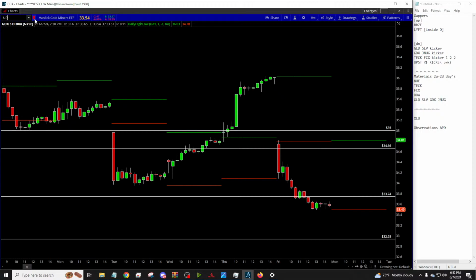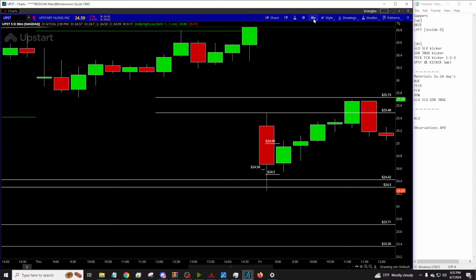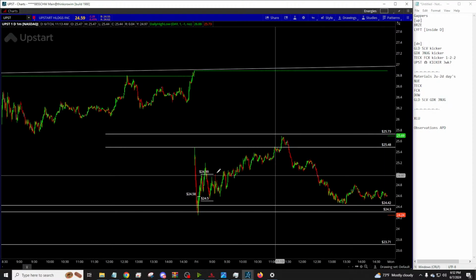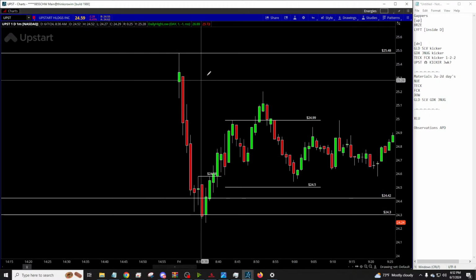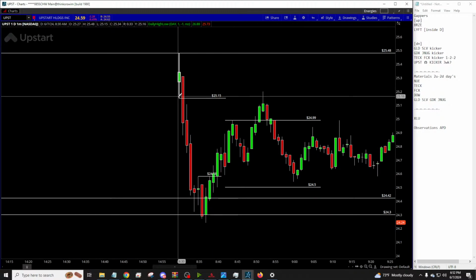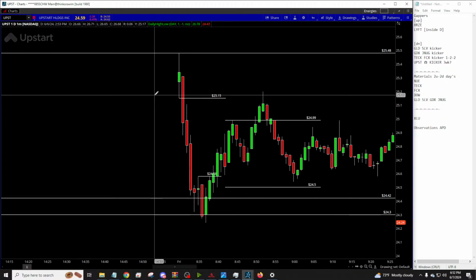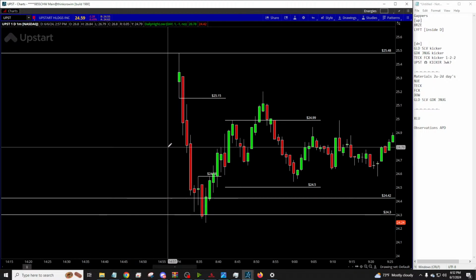If we go to Upstart, this is an example of right off the rip. And this is what we're looking at the open right here. On the stream, we said right here, get short. So you'll see they go slightly green, and then they flip red below the daily continuity. They go 2 down right there. That's where we wanted to hit it.